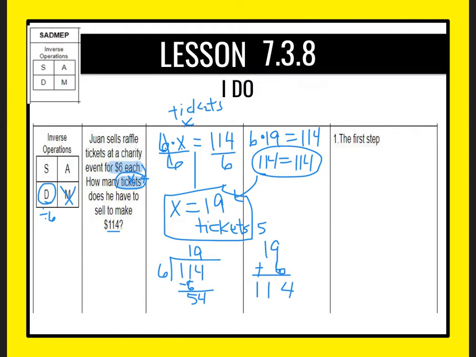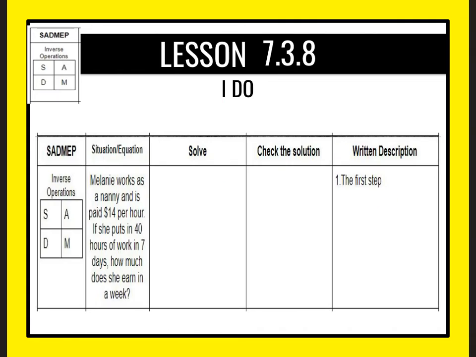So the first step that I really needed to do here is actually write my equation, right? But to solve, I needed to divide by 6 on both sides in order to figure out the total number of tickets sold. Okay, let's go ahead and try another equation.